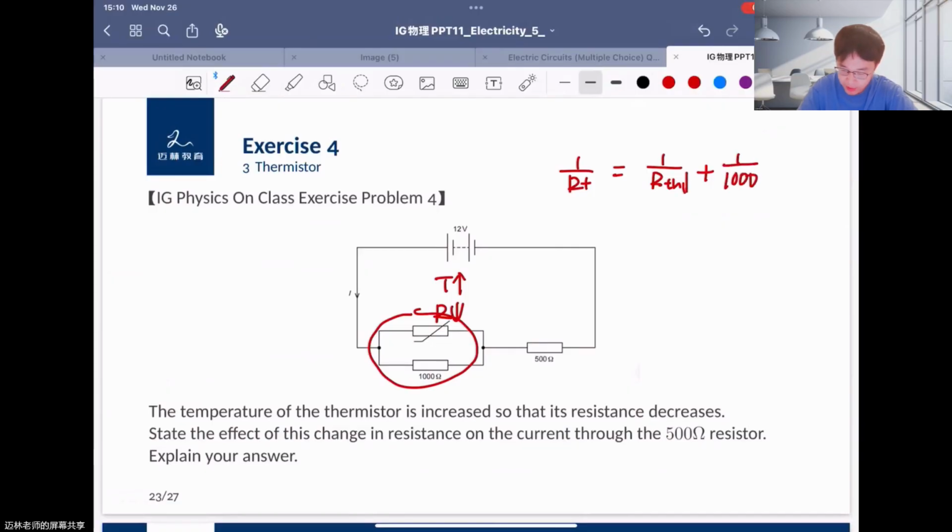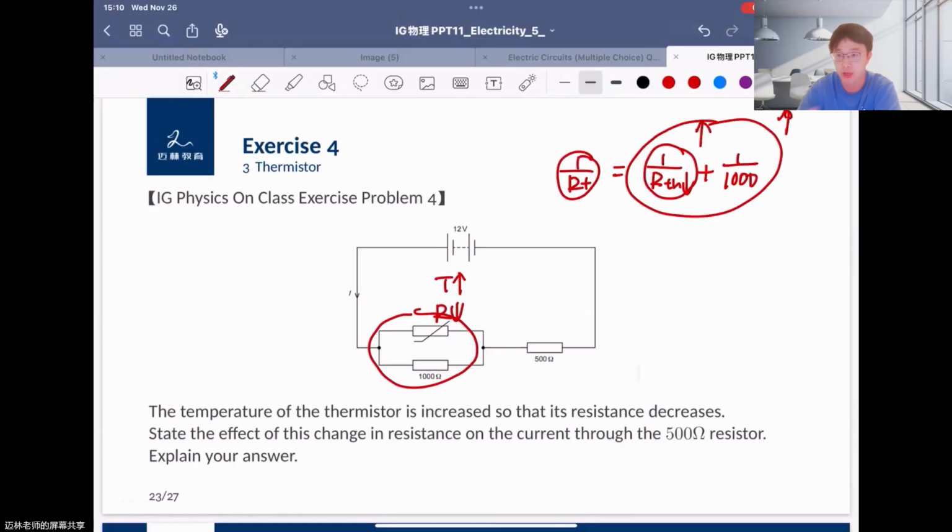If the thermistor resistance decreases, the fraction 1 over that resistance increases, so the right side of the formula increases. So 1 over R total equals an increasing number, which means R total must be decreasing, because 1 over a decreasing number must be increasing. So if the resistance of the thermistor is decreasing, the total resistance of that parallel part is also decreasing.